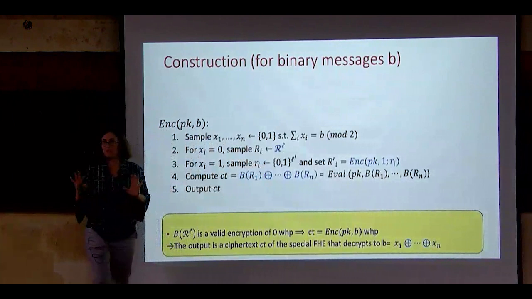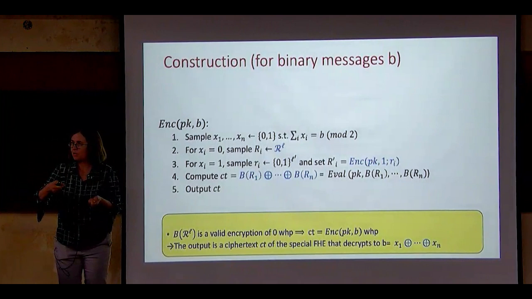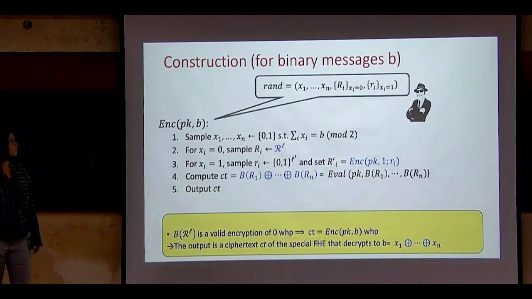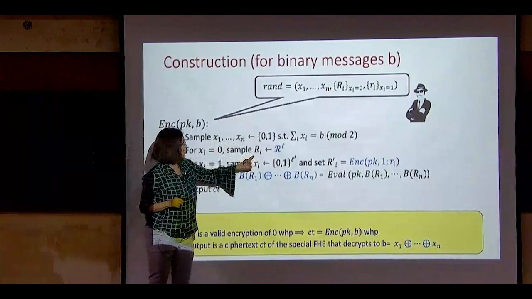This seems like overwork. Instead of just encrypting the bit directly, I break it down into a bunch of bits and encrypt each one individually, the zeros just by choosing at random, the ones by going through the encryption. And now, why do I do that? By the way, what's the randomness that I have to present to the guy with the hat when he comes and says, show me the randomness? It's that these Xi's were randomly chosen, this was randomly chosen, and the little r's were randomly chosen. So this is all the randomness I have to produce.